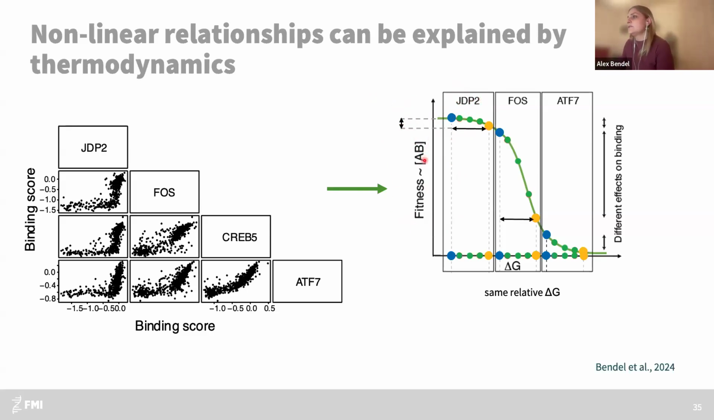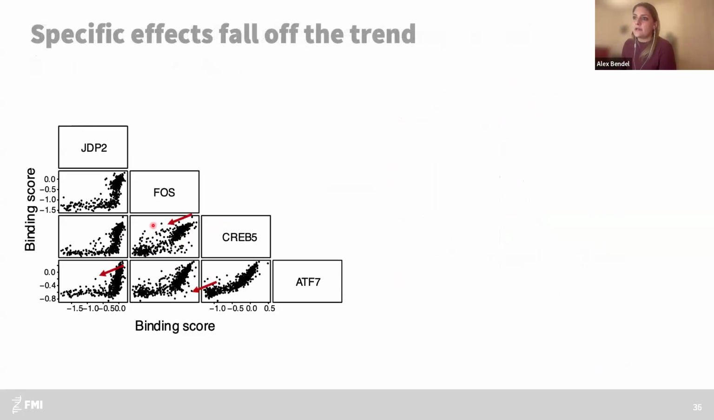On the other hand, for FOS, if the mutation has the same delta G, but our FOS-JUN interaction is not as strong to begin with, we can actually get a much larger difference in fitness effect here. So this is why we see this nonlinear relationship here. Additionally, we also have a few points that fall off this trend, and these are the specific effects that I mentioned earlier. Since we now have these different effects, the specific and general effects, we also wanted to formally quantify this and really figure out what the energy changes here are.